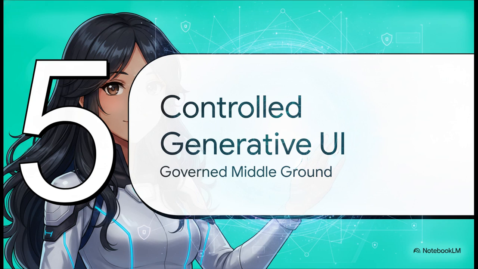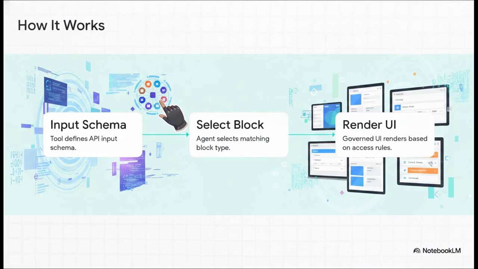Part 5. Controlled Generative UI, the governed middle ground. Let's actually walk through the mechanics of this, using Artificial Wit's MCP App UI as our prime working example. It's an incredibly elegant, simple workflow. Step 1. The tool defines its API input schema, the fields, the types, the required arguments. Step 2, the agent simply selects the matching block type from a fixed vocabulary. And Step 3, the governed UI automatically renders, and it does so based purely on the user's existing access rules.